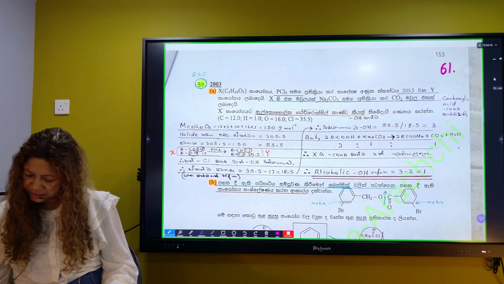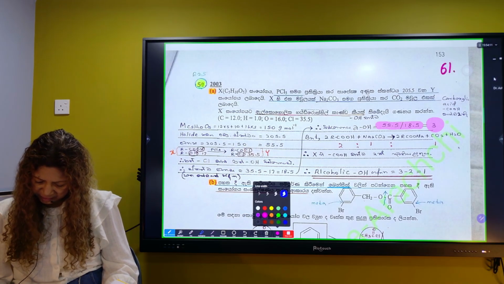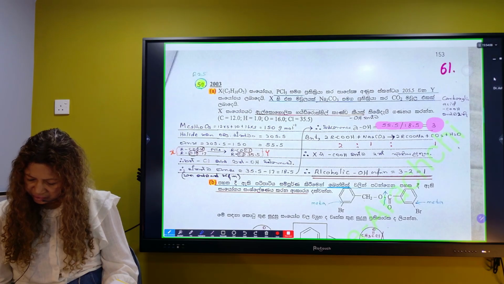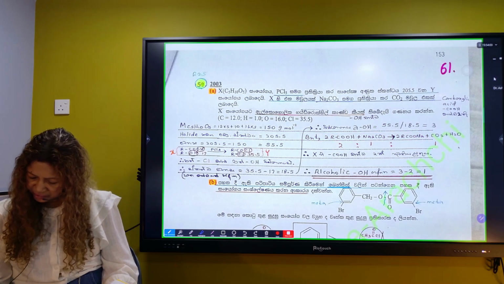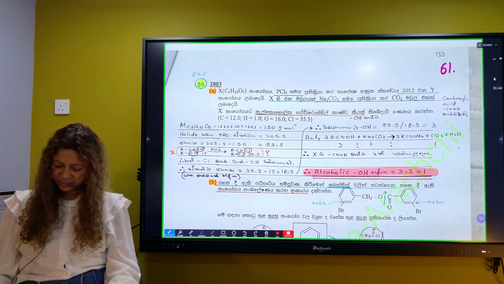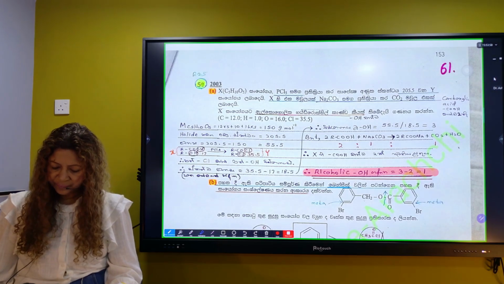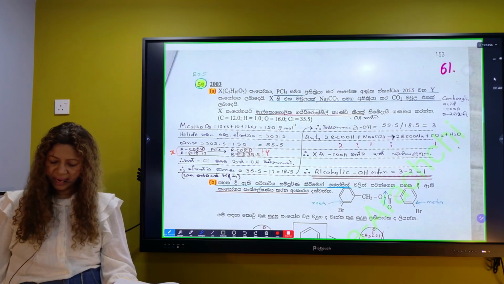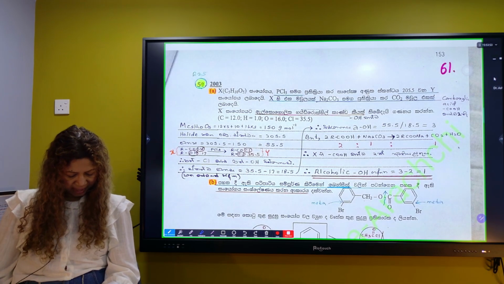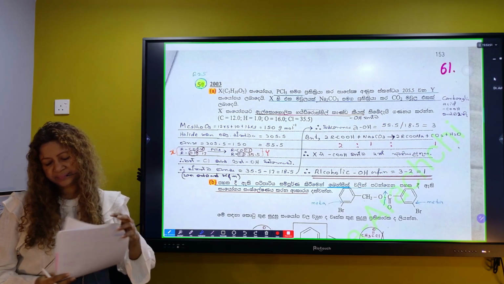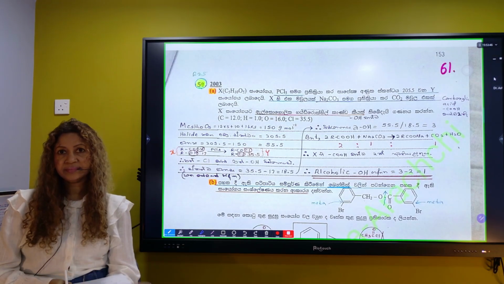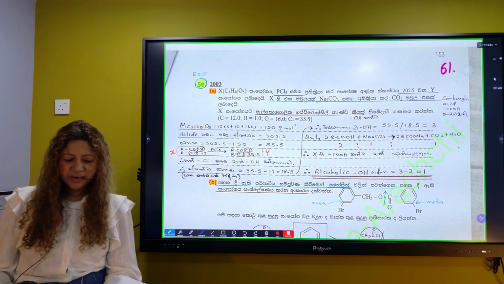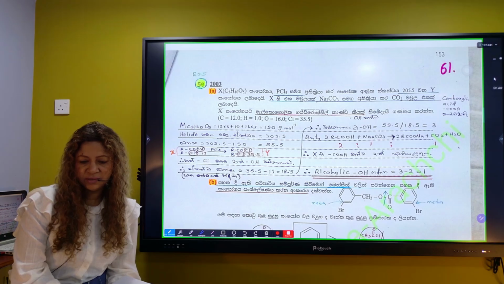Then how many OH groups? 55.5 divided by 18.5 is 3. But since it is reacting with 2 COOH to give 1 CO2, the hydroxyl OH is supposed to be 3 minus 2, which is 1. Only one single hydroxyl group is in the X. Let me know when you guys need the break. It's your call today.